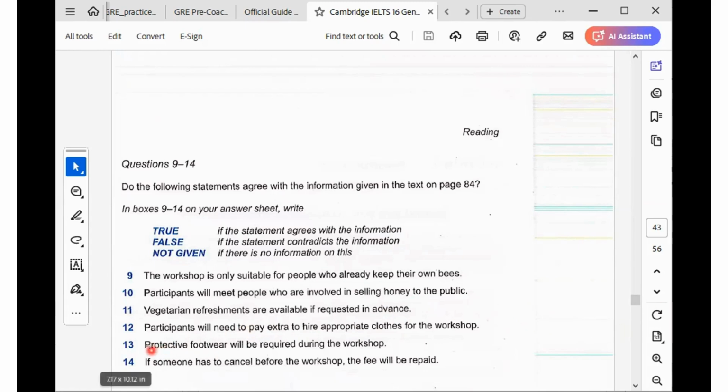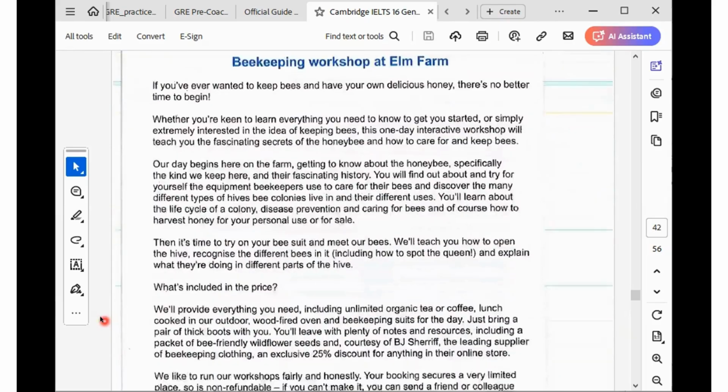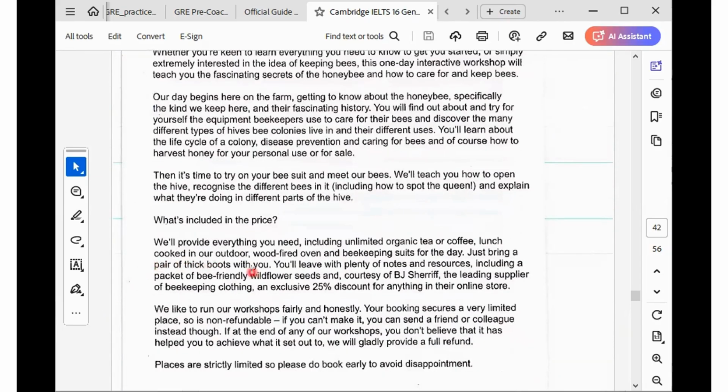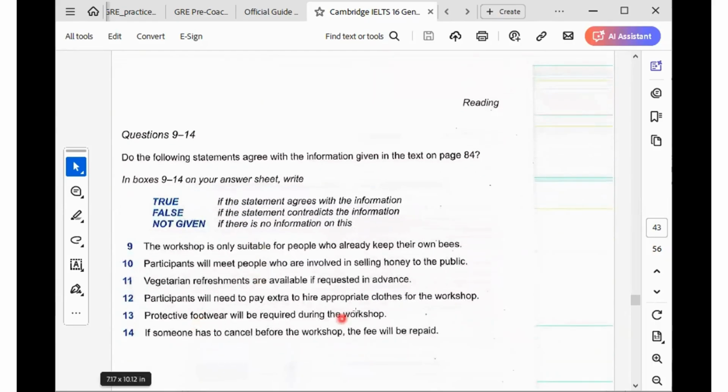Number 13, protective footwear will be required during the workshop. Yes, I saw footwear, boots. Just bring a pair of thick boots with you. Yes, protective footwear will be required. Number 13 is true. Number 14, if someone has to cancel before the workshop, the fee will be repaid.